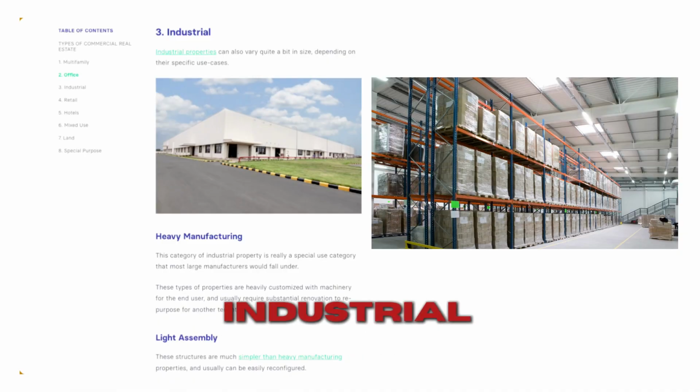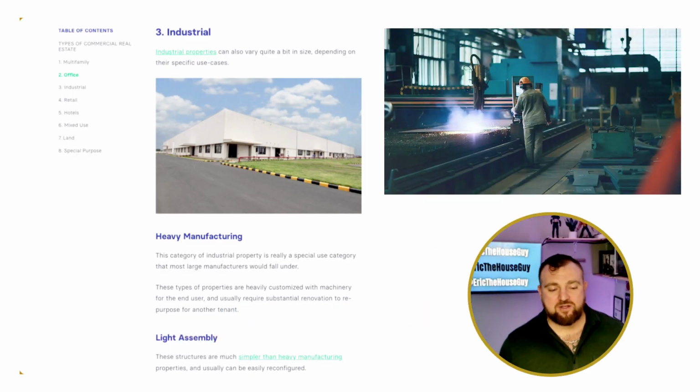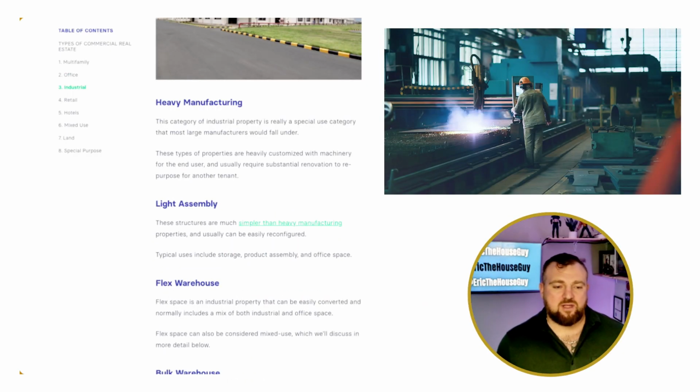Industrial. Industrial properties can also vary quite a bit in size depending on their specific use cases. We've got heavy manufacturing and light assembly. Now, the heavy manufacturing is really a special use category that most large manufacturers would fall under.